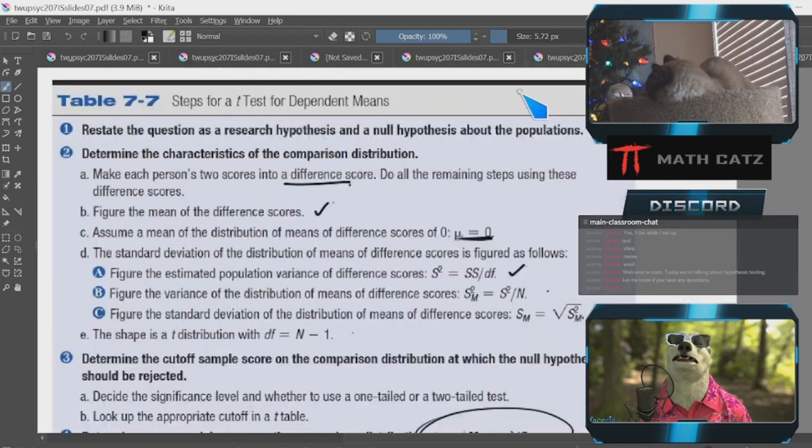So I always want to think and ask first, where is the sample coming from? Do I just have a single sample that I'm measuring the mean against some value? Or do I have two sets of sample values that are somehow linked and connected to each other? Then it might be a t-test for dependent means, but it's very similar, and we convert it to a single sample t-test by looking at the difference scores instead.